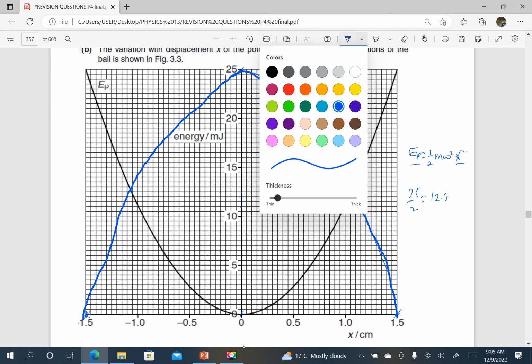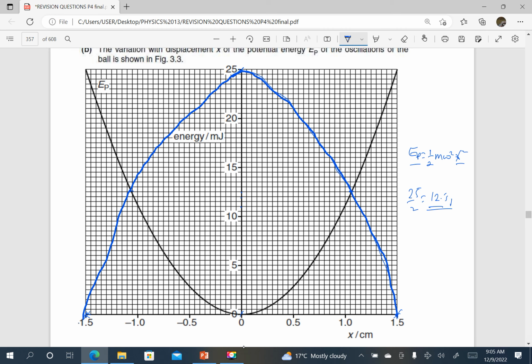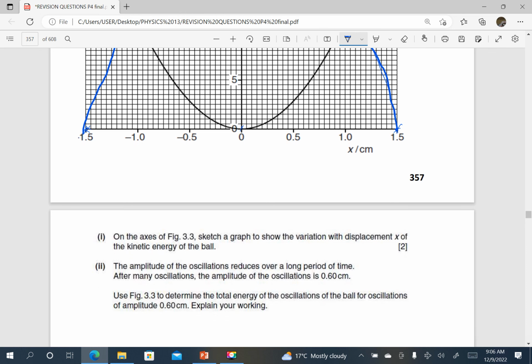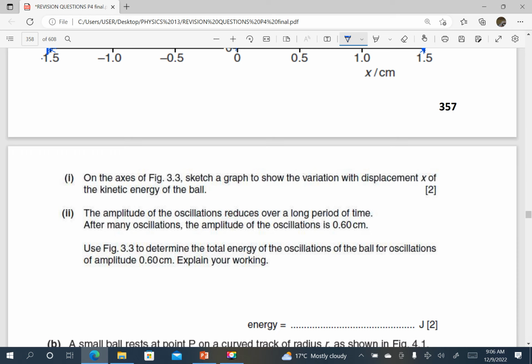It is very important for us to note that these graphs are going to cross at an energy of 1.5 millijoules. That's the point where the kinetic energy is equal to the potential energy. That is half. When potential energy is maximum, kinetic energy is 0. When potential energy is 0, kinetic energy is maximum. So you should be able to sketch such a graph. On the axis of the figure, sketch a graph to show the variation of displacement of kinetic energy.